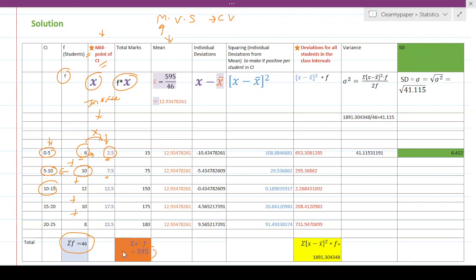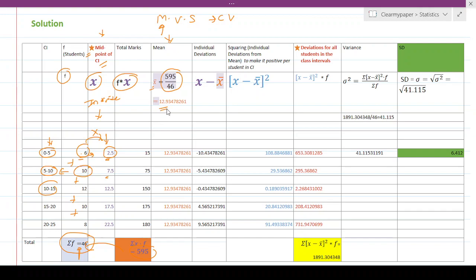And if I take the ratio of this over this, 595 over 46, I'm going to get the mean. My mean, which is the X bar, 595 the summation, and 46 the total number of students in the class, gives a value of 12.934.